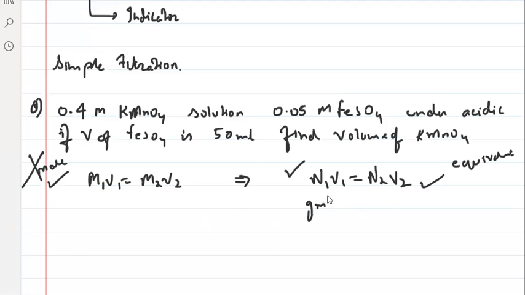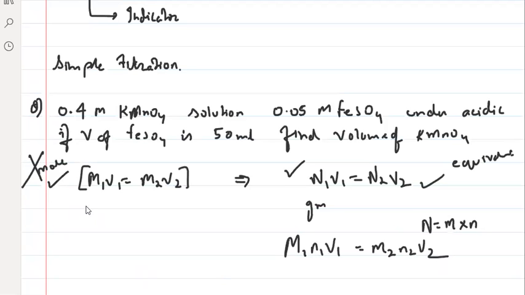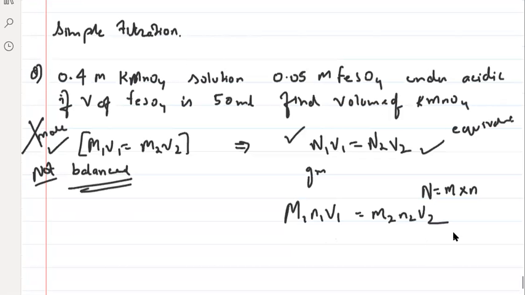We know that normality is equal to molarity into n factor. So this statement can be written as M1 n1 V1 is equal to M2 n2 V2. You cannot use the mole concept here because the reaction is not balanced. So you should not use M1V1 is equal to M2V2 just because M and V are given.